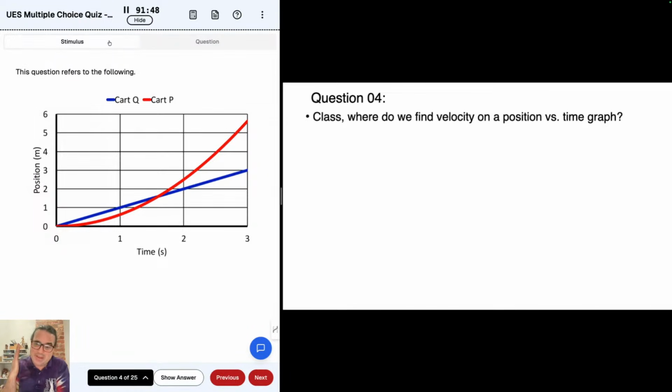So again, the change in x over change in time is not quite right. So we're looking for, where do we find velocity in a position versus time graph? I'm really interested. This is okay. So saying the instantaneous velocity is x over t at 2 seconds, there is no x over t at 2 seconds. Thank you, Miss Bonk.